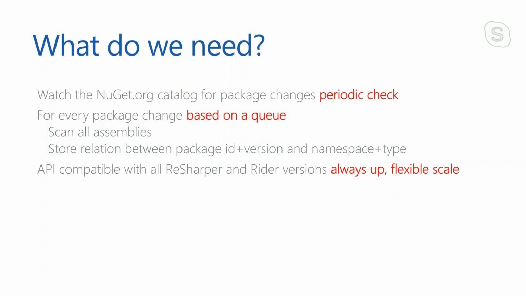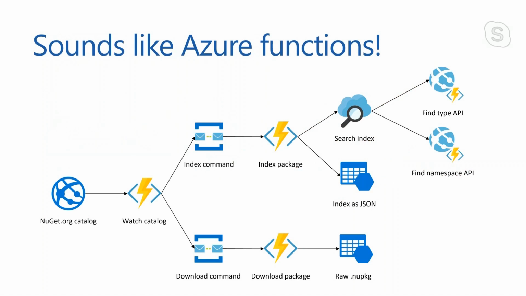Now, those two first things, that periodic check and the fact that we have a queue to run all of the stuff there and make something happen based on a message that appears in that queue, kind of sounds like making use of Azure Functions. So sounds like Azure Functions. Let's see what we can do.